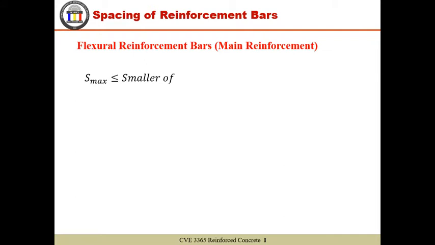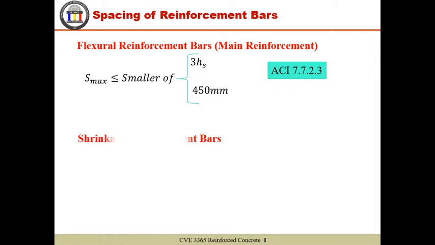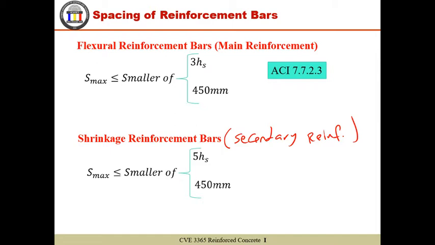should be greater than the smaller of these two: you have 3HS and you have 450. If you are talking about shrinkage reinforcement, when I say shrinkage reinforcement, I mean secondary reinforcement, the spacing should be greater than the smaller of these two, 5HS and 450. The difference is only that in the main reinforcement it is 3HS, but here it is 5HS, because it is secondary reinforcement.